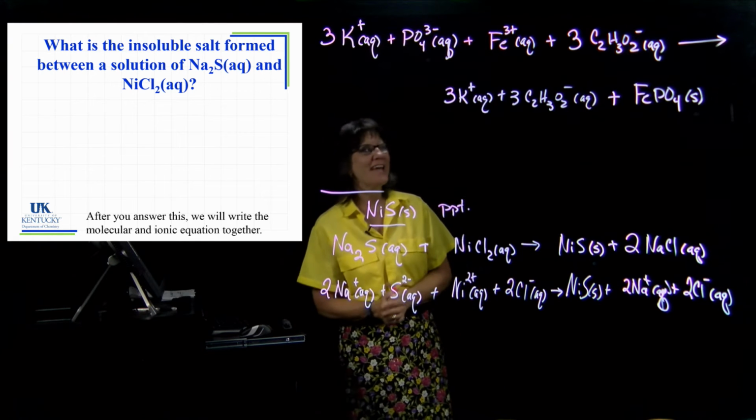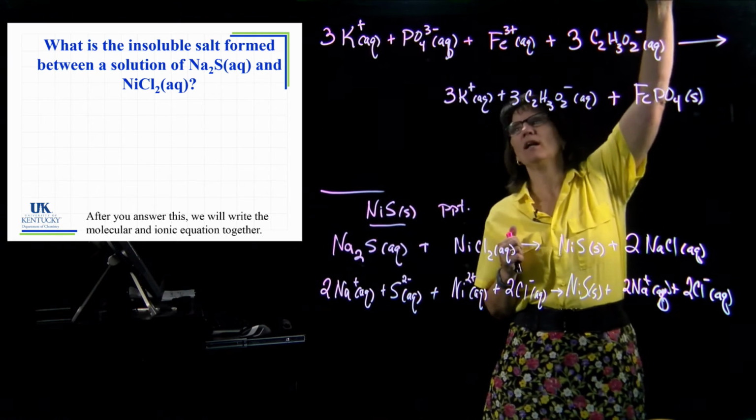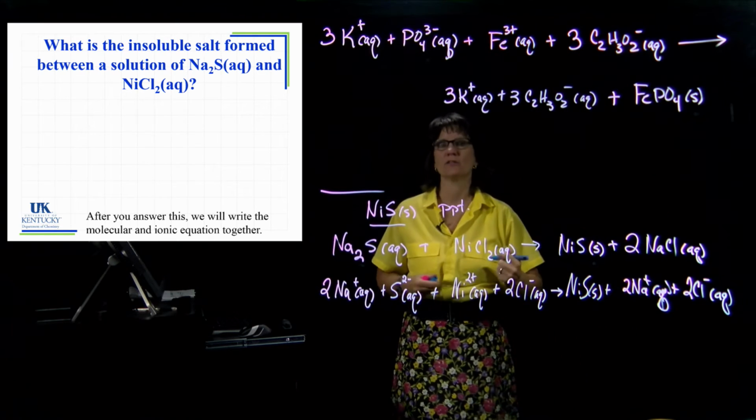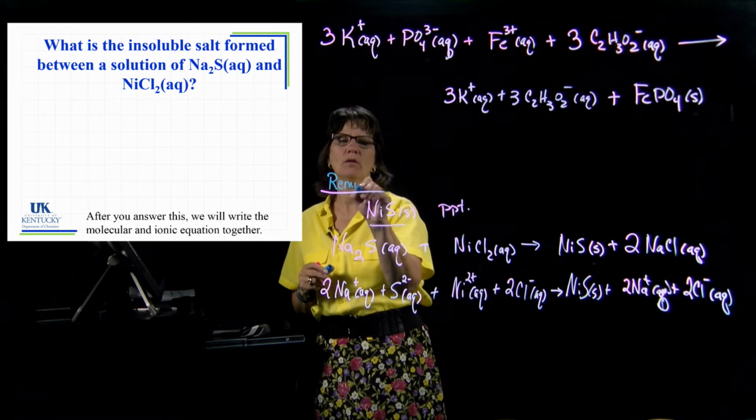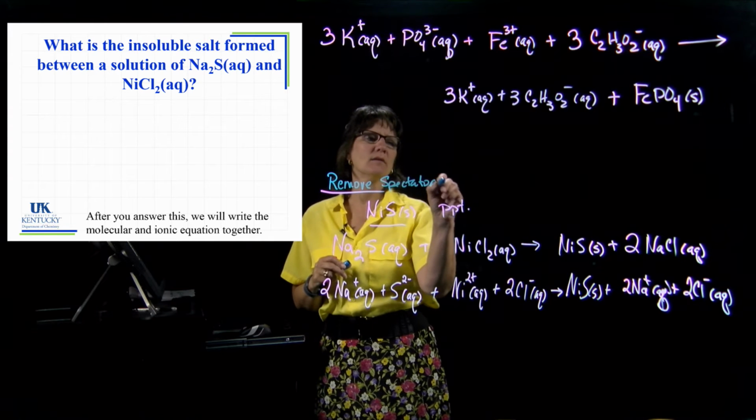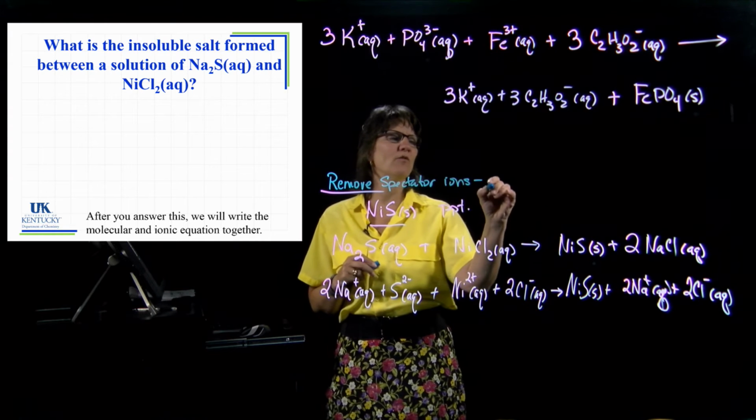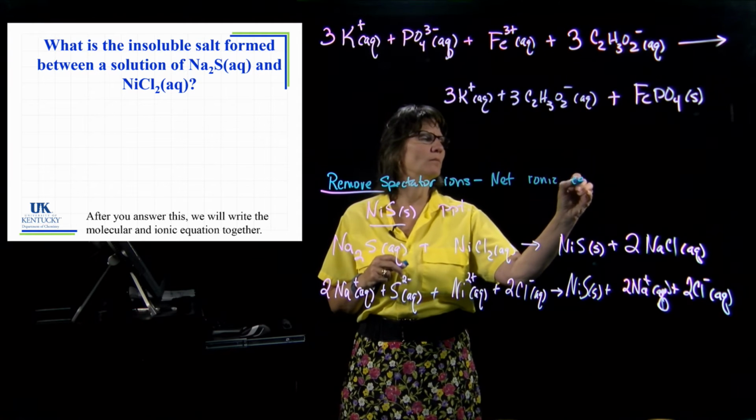Okay, to do a net ionic equation, what we're going to do is get rid of what are called spectator ions, okay? So we need to remove spectator ions, and this will give us what is called a net ionic equation.